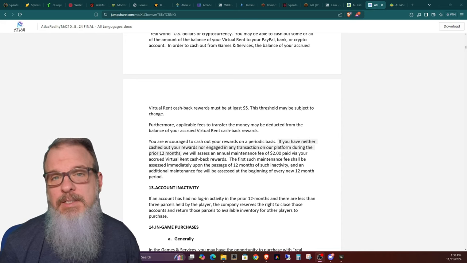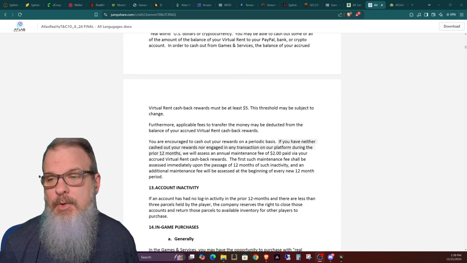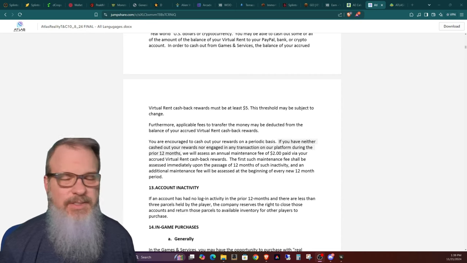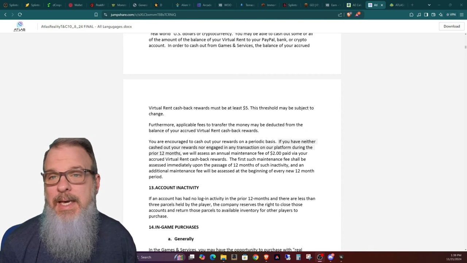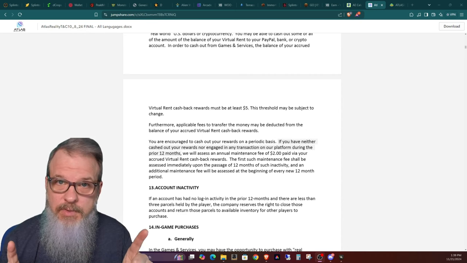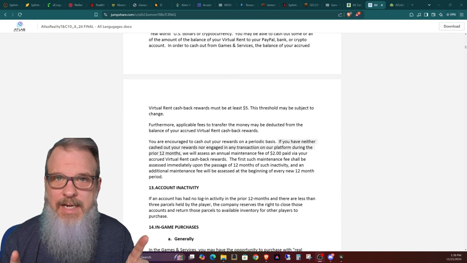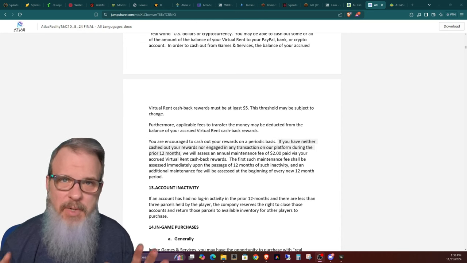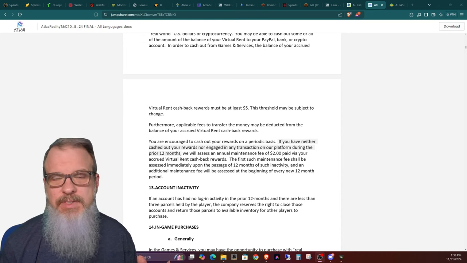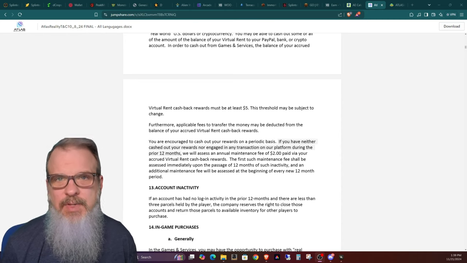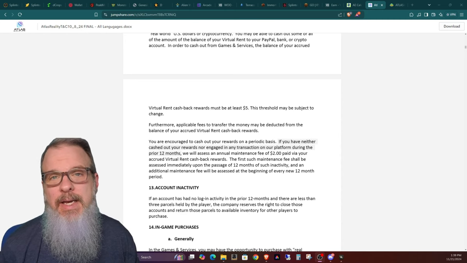Well, this tells me that I should at least bring it out once a year, because this stipulates that you need to cash out and/or make another transaction, like buy a parcel or something like that. And I don't know if you need to do both of those to have your account considered active during a year, or just one of them. But obviously you would say, well, if you're playing, you do that in a day or two. And that's a valid point.